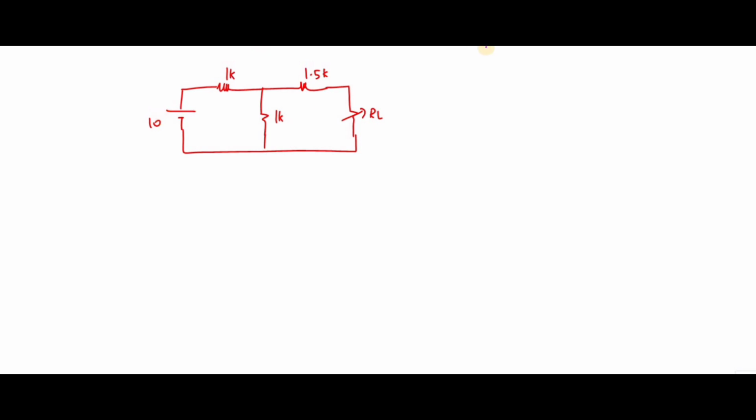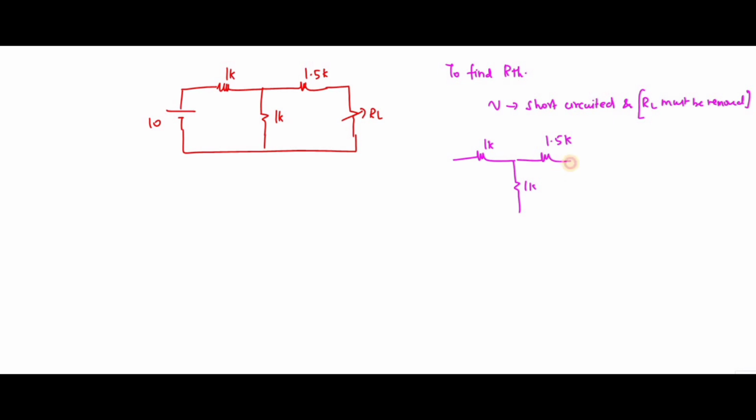So to find RTH, the voltage source must be short circuited, and you have to remove the RL. The RL must be removed, right? So if I remove it, I will get 1K, 1K, and 1.5K. So here we only need to find the value of RTH.